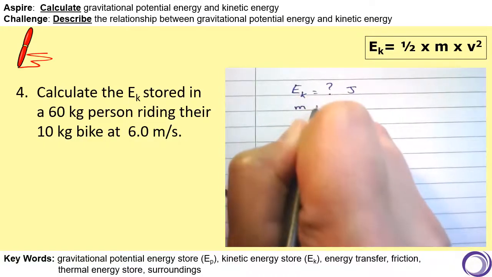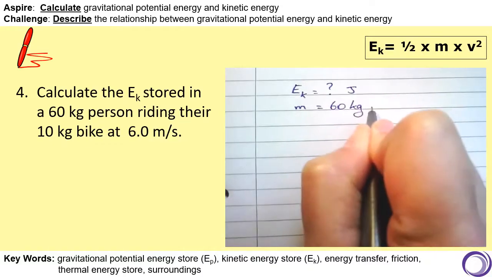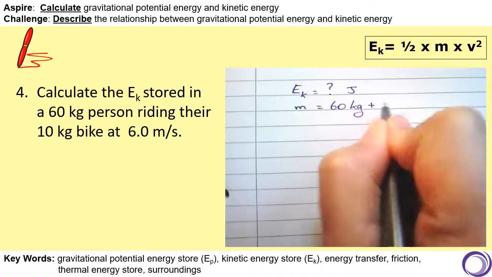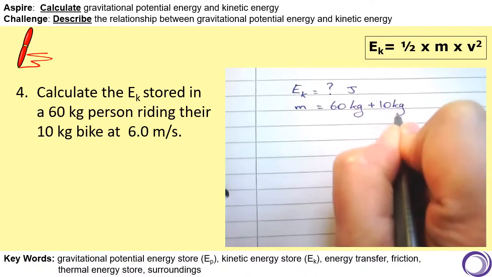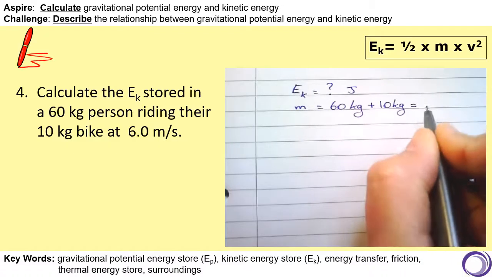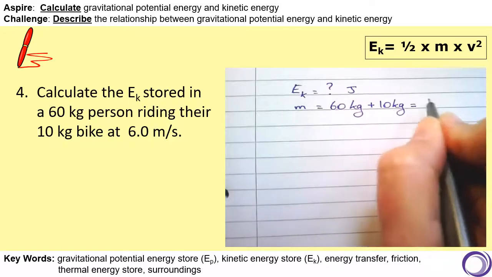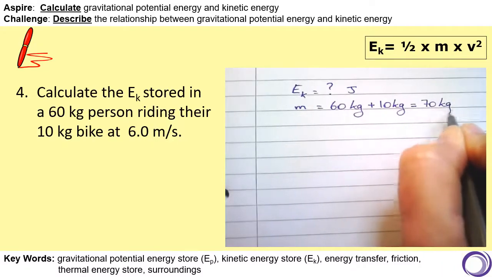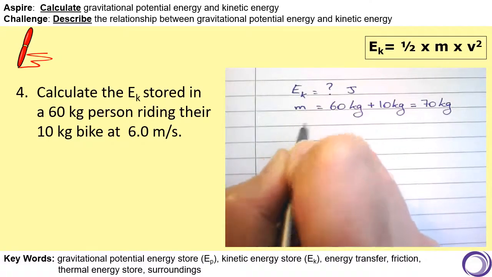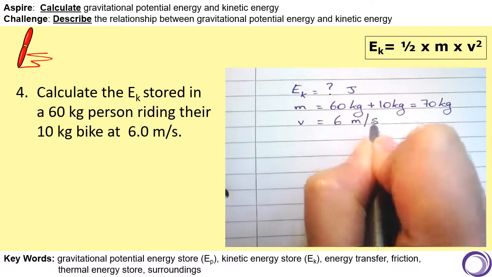Now the mass, it's the same 60 kilogram person. So we've got our 60 kilograms, but this time they're riding their bike, and their bike weighs 10 kilograms. So we need to add that 10 kilograms from the bike to the mass of the person, because they are moving together. So they are moving as if they were one object with one mass. So our total mass is actually 70 kilograms in this question. So that was the trick. And then they're moving at 6 meters per second, so that's our velocity. So V equals 6 meters per second.